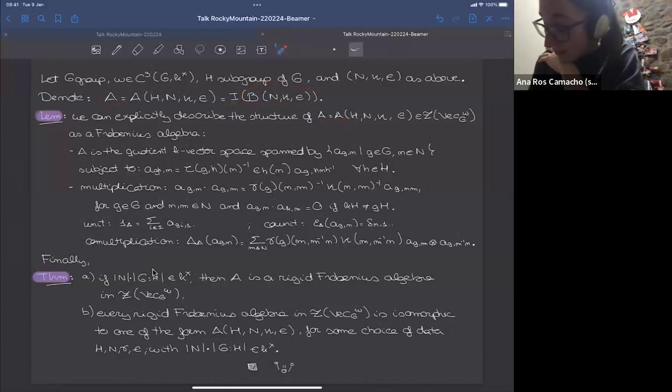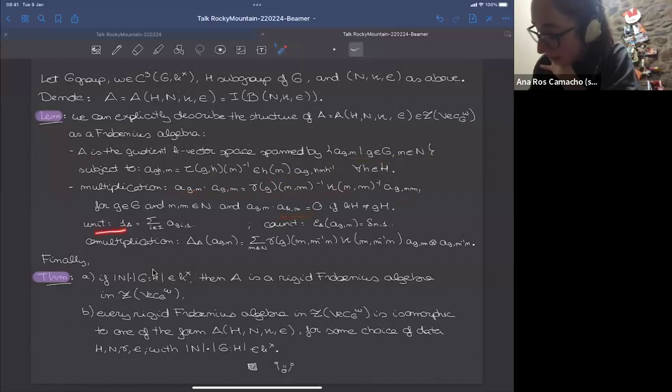As a Frobenius algebra, this A is the quotient K-vector space spanned by these guys. There is a certain relation that these A's need to satisfy, where, again, tau and epsilon, the cohomology, play a role. This is how the multiplication goes between two differing objects. There are some gammas and some kappas appearing, again, some extra conditions.